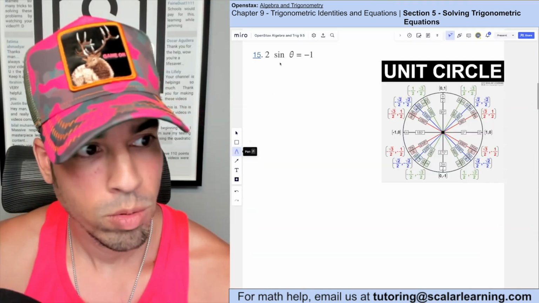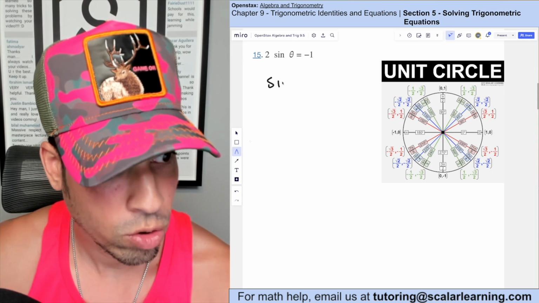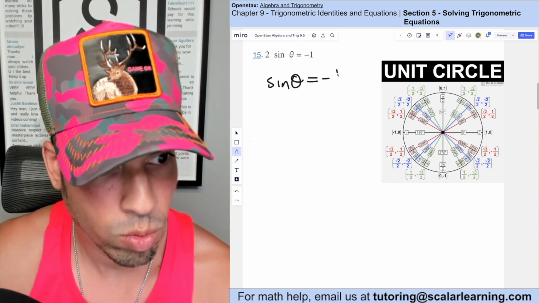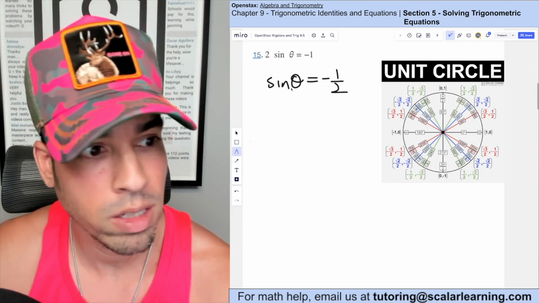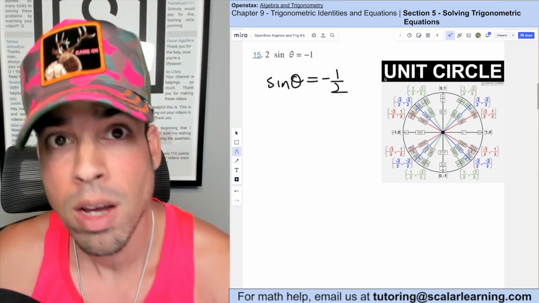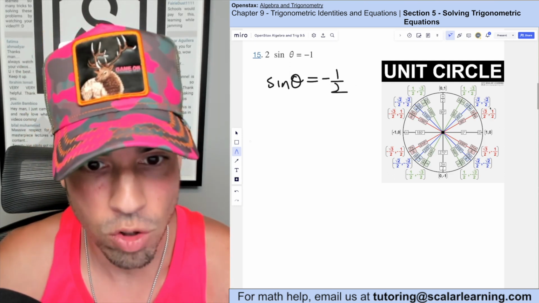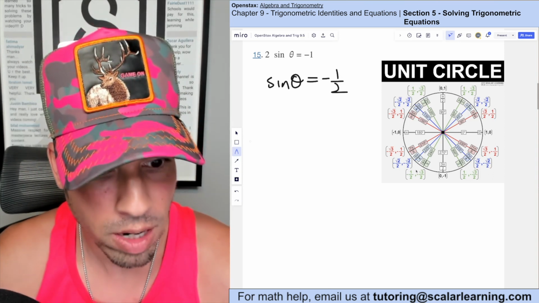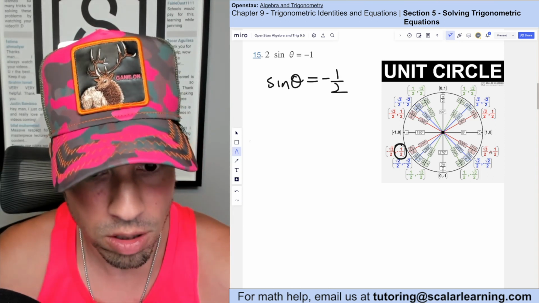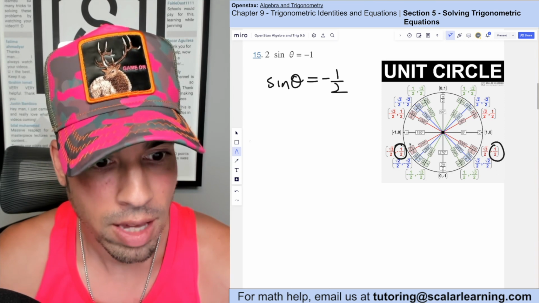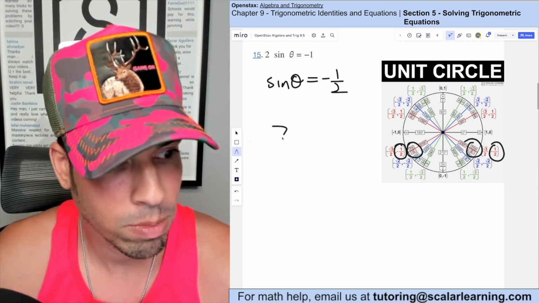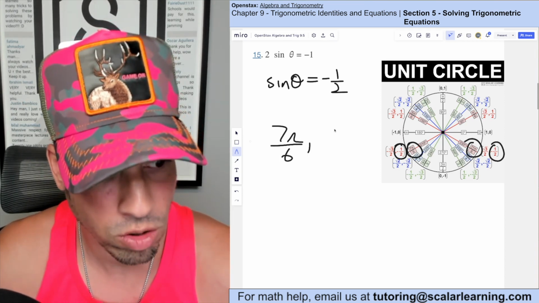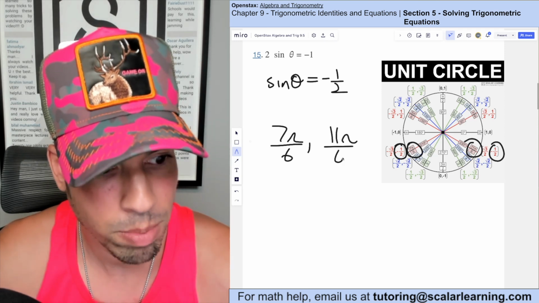Done. So for this one, I'm going to start by dividing both sides by 2, and then I've got sine of theta equals -1/2. Now, knowing sine corresponds with y values, I want to see which of these coordinates has negative 1/2 as a y value. So I got negative 1/2 for the y occurring here and occurring here. That's 7 pi 6 and 11 pi 6. So those are my two answers, 7 pi 6 and 11 pi 6.